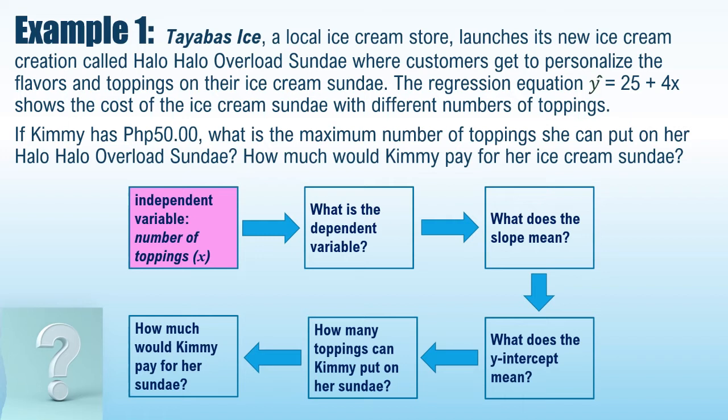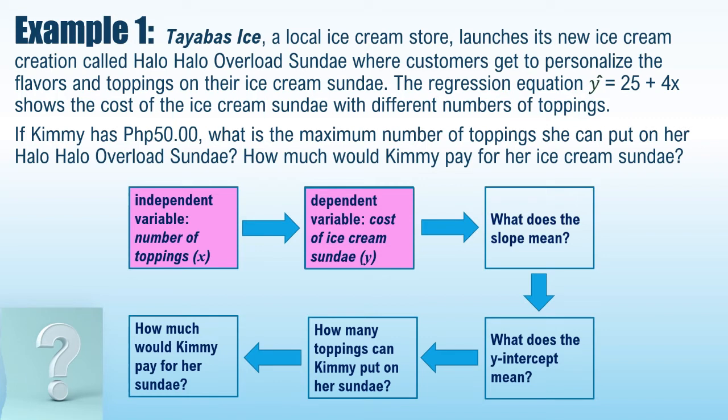And for the next question, what is the dependent variable? Our dependent variable is, of course, the cost of ice cream, and that is represented by y. Now let us proceed to the next question. What does the slope mean?